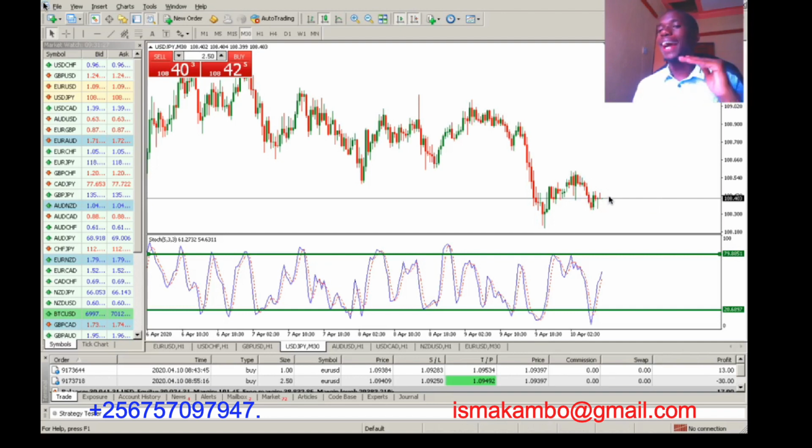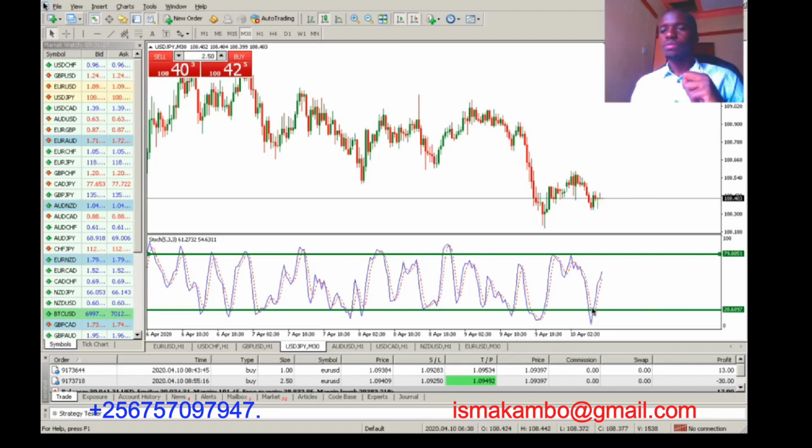We don't consider candles now when we are trading with this. Don't focus on the candles. Focus on what the oscillator is telling you. Focus on what the indicator is telling you. Let you not be confused by what the candles are doing, because it may open up as a bullish candle and close as a bearish candle. So let's not put our emphasis on the candles.